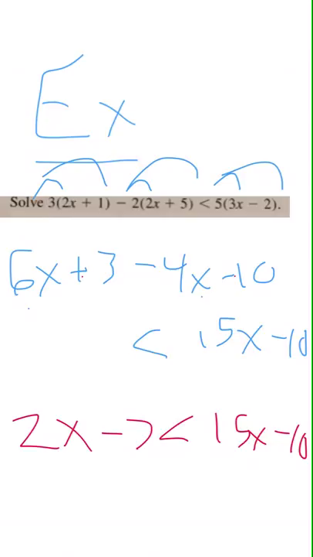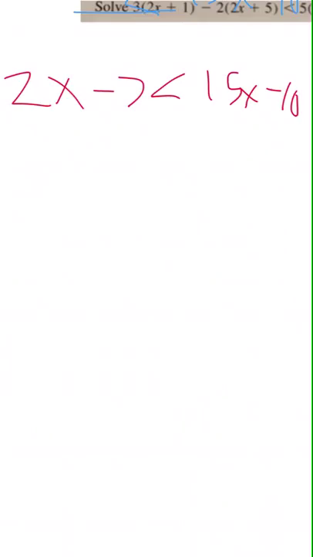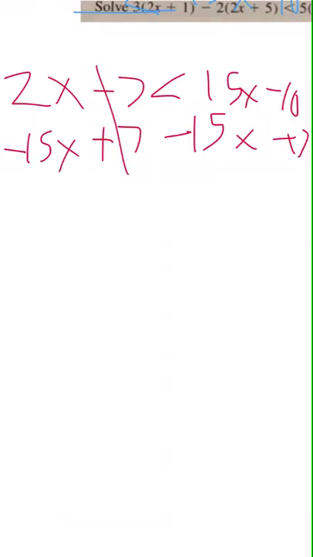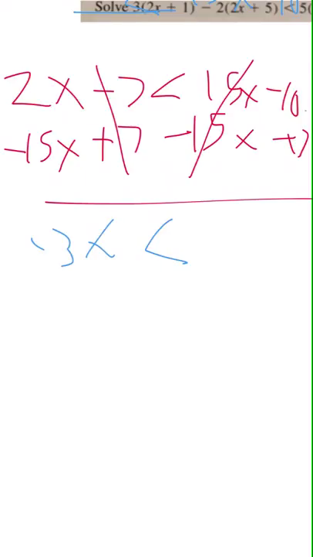So let's go ahead and solve this thing. If we subtract 15x and also add 7 to both sides, the minus 7 and the positive 15x will both cancel out, so you have 2x minus 15x, which would be minus 13x, is less than negative 10 plus 7, which would be minus 3.